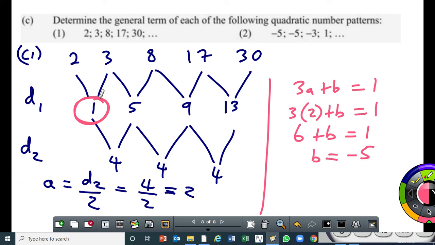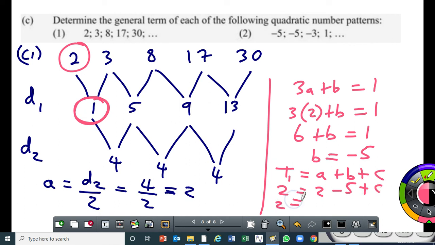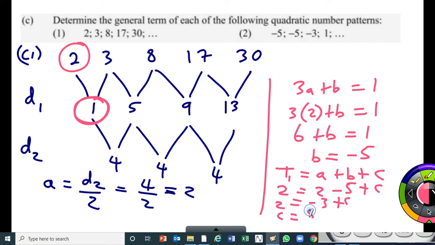Then we substitute a equal to 2. You get b equal to negative 5. So, to get c, write T1 equal to a plus b plus c. T1 is the first term of the original quadratic pattern, which in this case is going to be that. So I'll put 2 here. My a is also 2, b is minus 5. Simplify, you get 2 minus 3 plus c. Then you get c equal to 5.